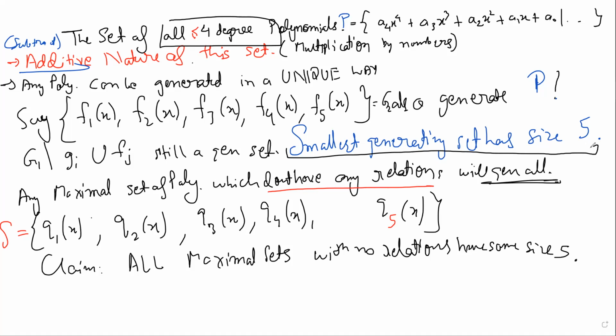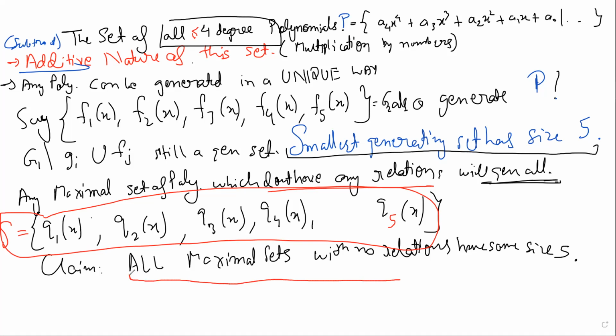These things can also be done by matrices and determinants. That's a computational approach to linear algebra, but we are not doing that now, obviously. The second thing, which is very non-trivial, very useful, and somewhat surprising maybe, is that any five polynomials you take, as long as there are no equations between them, as long as they are truly different polynomials, they will generate everything. All maximal sets with no relations have size 5, and they will generate everything.